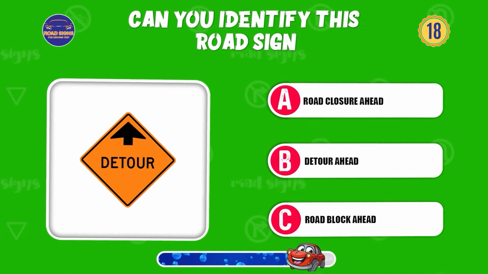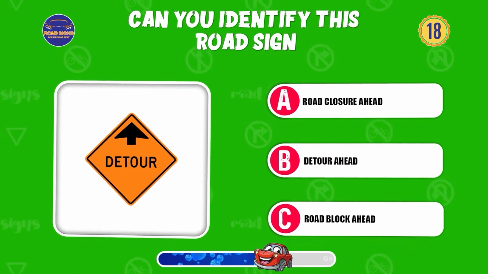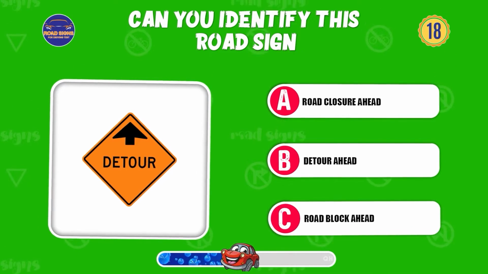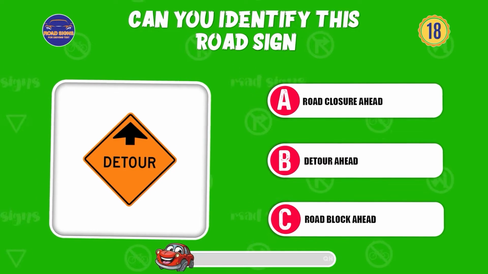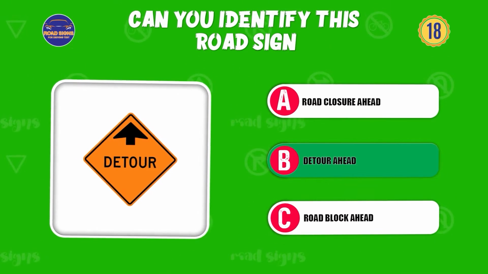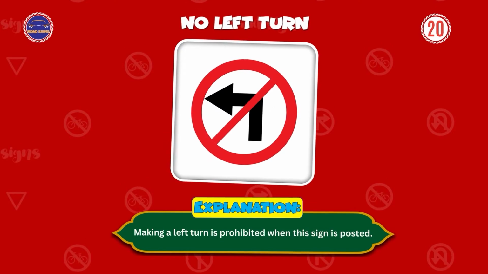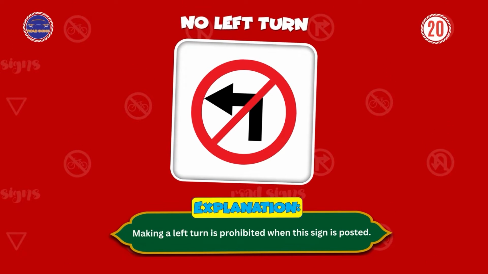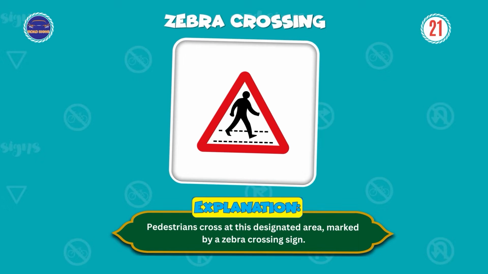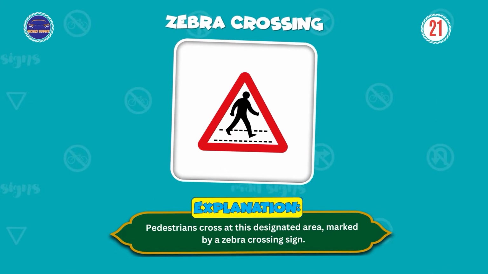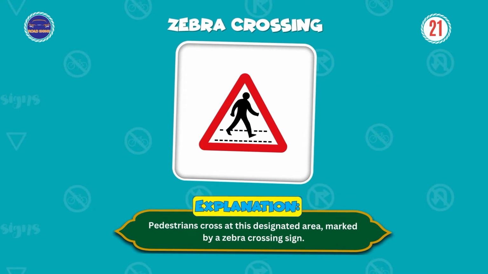What does this sign indicate? B. Detour ahead. This is the no left turn sign. It prohibits making a left turn at this location. This is the zebra crossing sign. It designates a pedestrian crossing area.